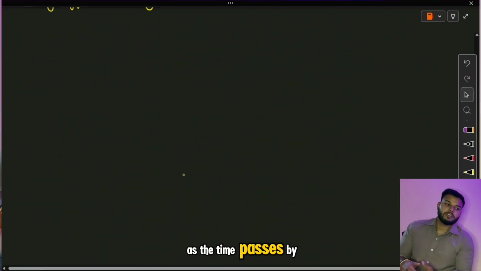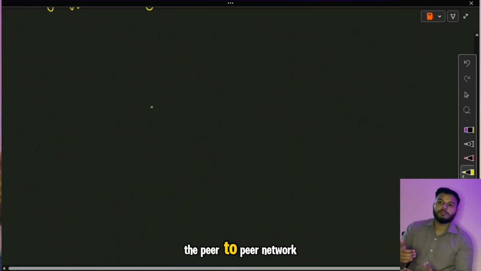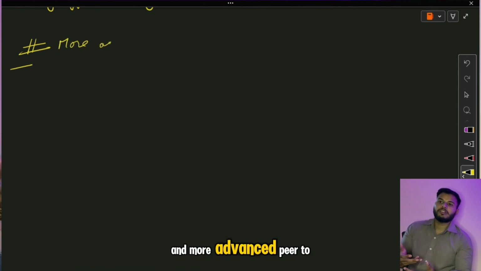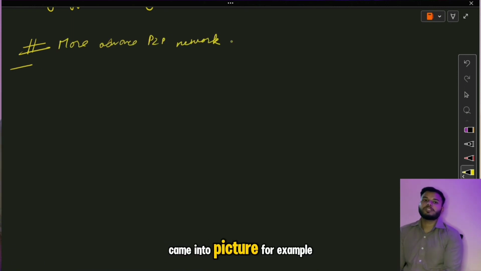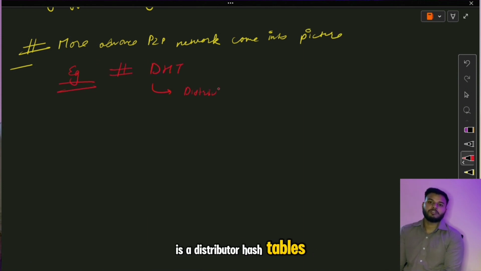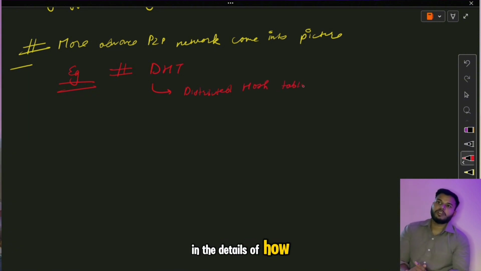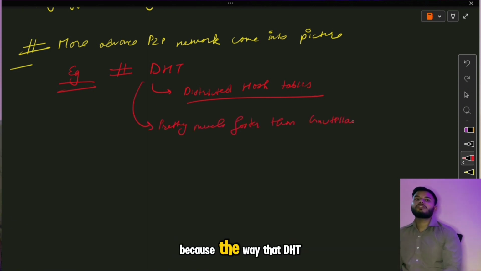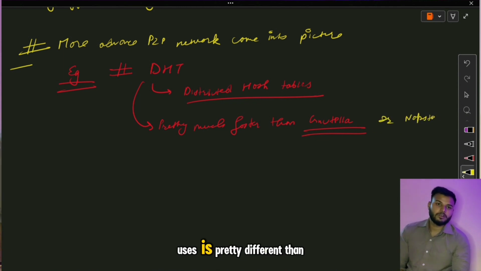As time passes by, the peer-to-peer network started becoming more and more efficient, and more advanced peer-to-peer networks came into the picture. One example is DHT, whose full form is distributed hash table. We will not go into the details of how DHT works, but we can say that DHT is pretty much faster than Gnutella or Napster, because the way DHT works is pretty different.